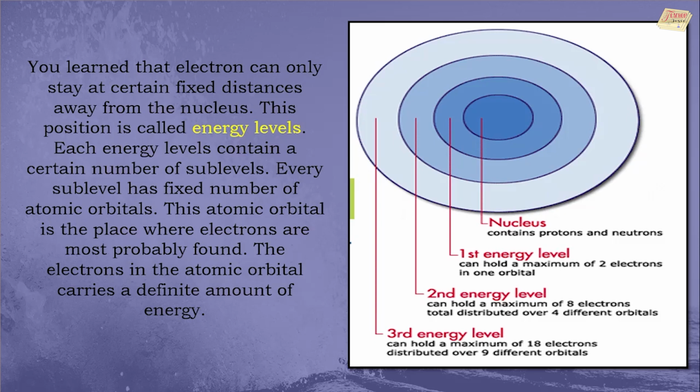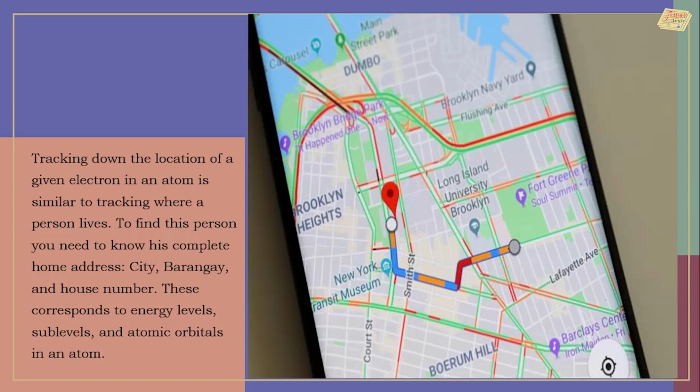Now, in the previous lesson, we have learned that electrons can only stay at certain fixed distances away from the nucleus. This position is called energy levels. Each energy level contains a certain number of sub-levels. Every sub-level has a fixed number of atomic orbitals. This atomic orbital is the place where electrons are most probably found. The electrons in the atomic orbital carry a definite amount of energy.